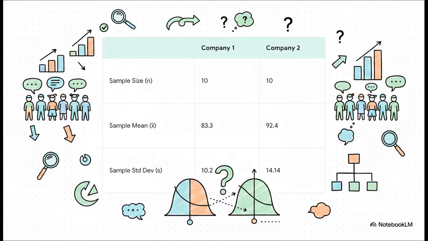So here's the data we got back. We tested 10 people from each company. Now, just looking at it, company 2 seems to be doing better, right? They've got an average score of 92.4 compared to 83.3. But is that difference big enough to matter? Or could it just be random chance, based on the specific people we happen to test?